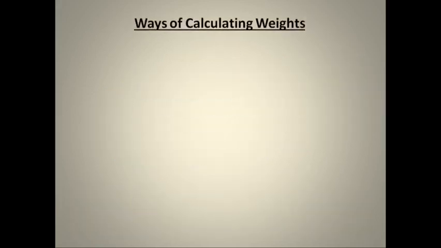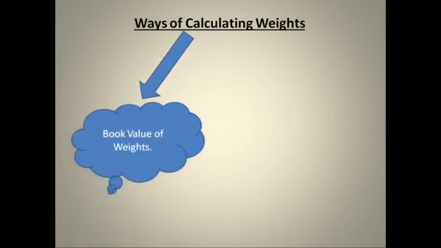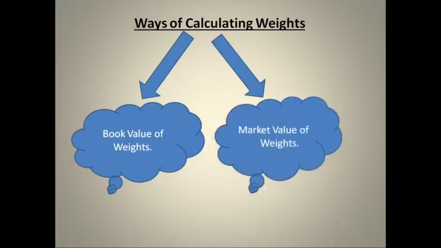So basically we are going to look at two methods or two ways for calculating those weights. The first one is called the book value of weights and the second one is called the market value of weights. We'll be learning how to solve sums based on these two methods very nicely.